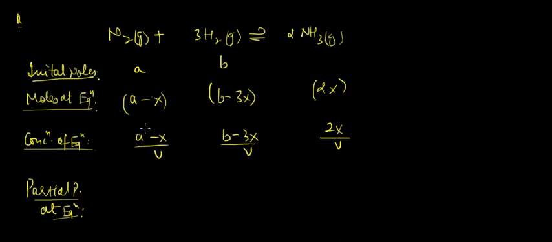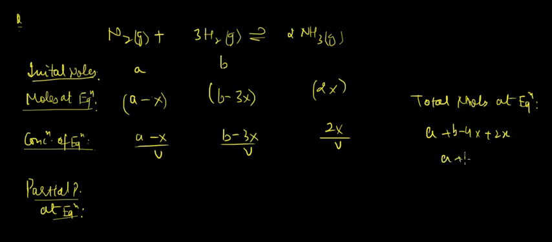So before that, let's calculate the total moles present in the mixture at equilibrium. Total moles at equilibrium would be nothing but A minus X plus B minus 3X plus 2X. So it would be A plus B minus 4X plus 2X. That would be nothing but A plus B minus 2X as the total moles at equilibrium. Okay, so the mole fraction of nitrogen would be A minus X divided by A plus B minus 2X.